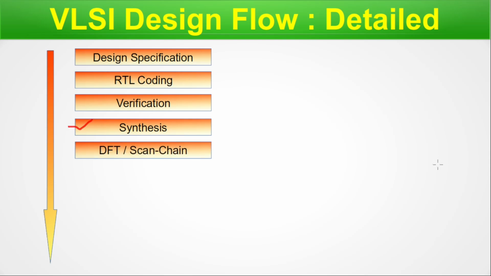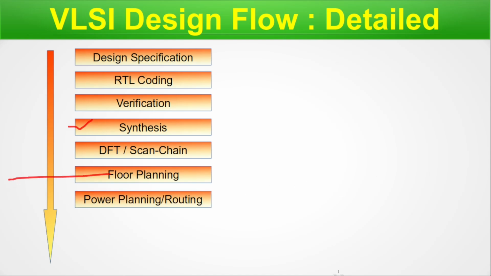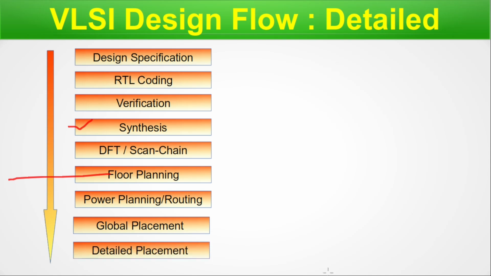Next we have the DFT or scan chain, the fault detection process that I talked about in the initial slide. Next we have the floor planning. Here we are entering into the backend part. Next we have the power planning and routing. Next we have the global placement, where all the blocks are globally placed. It's a kind of rough placement. And then we have the detailed placement, that means the actual detailed placement. And then we have our clock tree synthesis, which means the clock should go to every block which needs the clock.